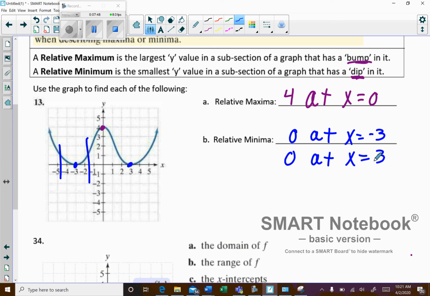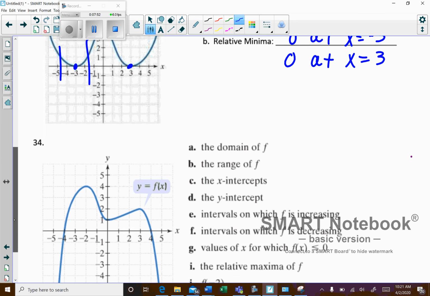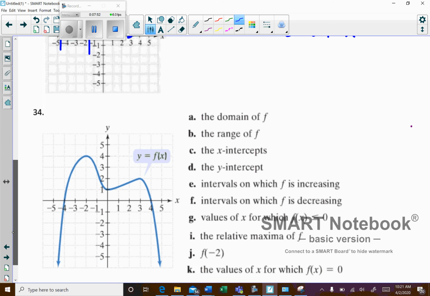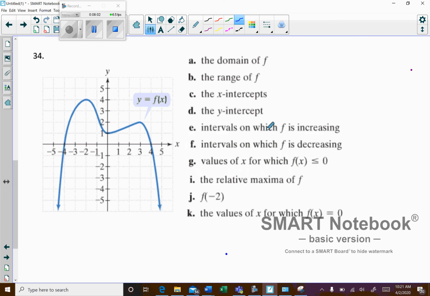Okay, now the last one, this last question, a lot of students have been asking about this last one. It's a good one because it basically encompasses everything in this unit thus far. It's got domain, range, intercepts, increasing, decreasing, our relative maxima, function notation. It's got a lot of information. So if you can answer this question, you're in pretty good shape. All right, so we'll start with domain.